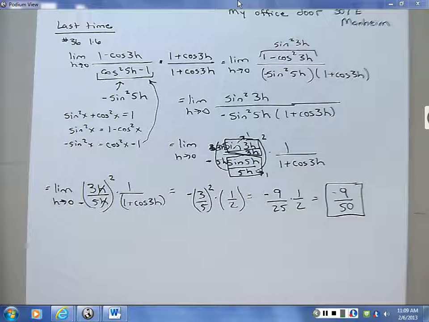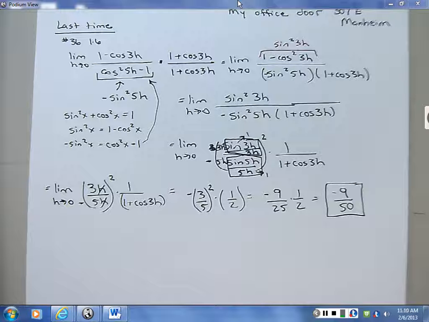Question? No. So yeah, you can breathe now, right? These are complicated ones. So the 1 plus cosine 3h goes to 2 because cosine of 0 is 1. Yes. And then 1 plus 1 is 2. Yes. Sorry. So if you can follow it, that's great.